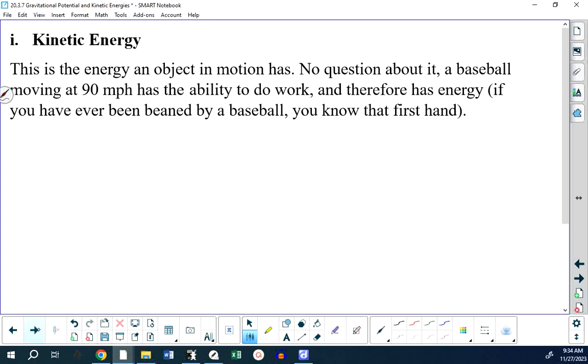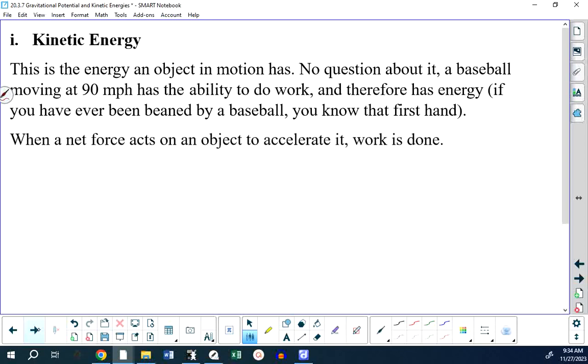It has the ability to apply a force to something it comes into contact with and move it through a displacement. So a baseball has kinetic energy because if you've ever been knocked in the head by a moving baseball, you know it applies a force over a distance, right? It transfers energy to you. It does work. This is one of the most important aspects about kinetic energy.